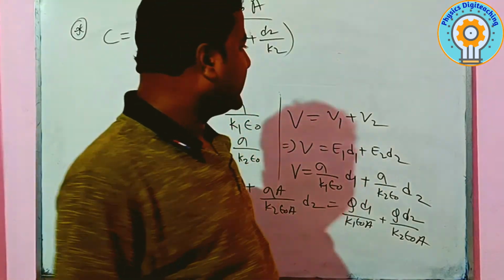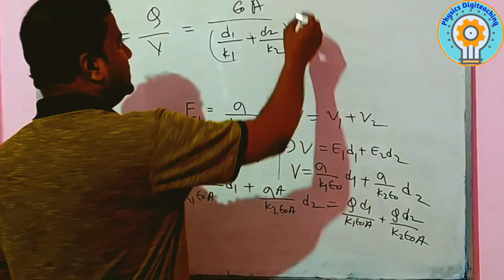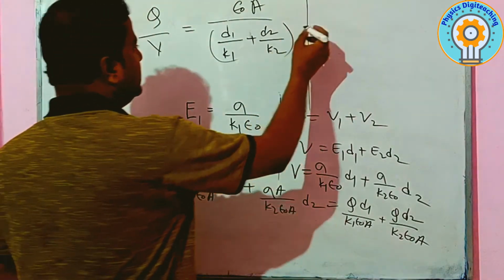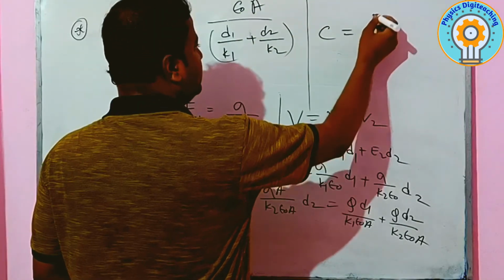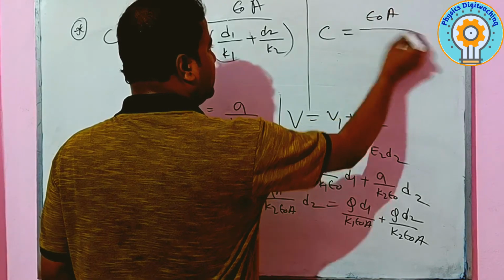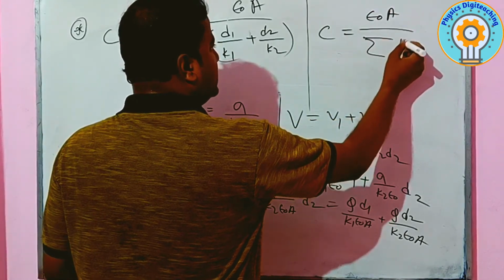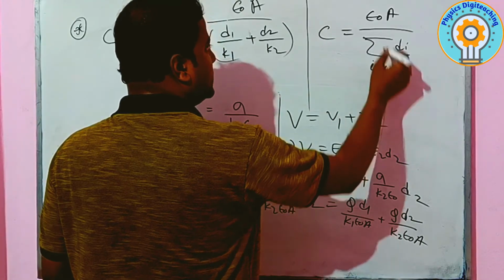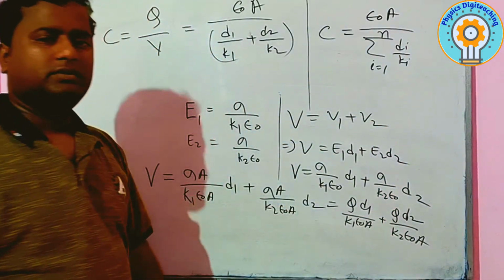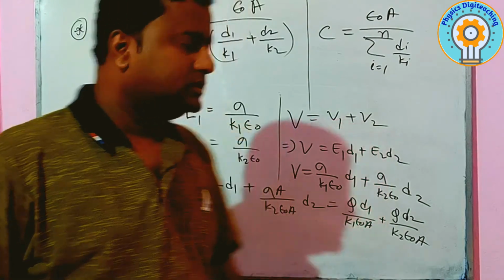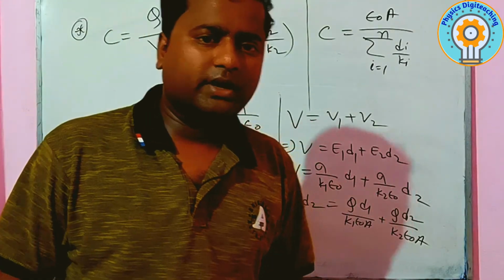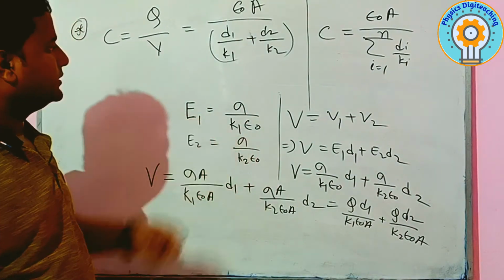If we take n numbers of dielectric media between two plates, then we can generalize this problem: epsilon naught A by the sum of di by Ki, where i equals 1 to n. Okay, this is our discussion for parallel plate capacitor for today.